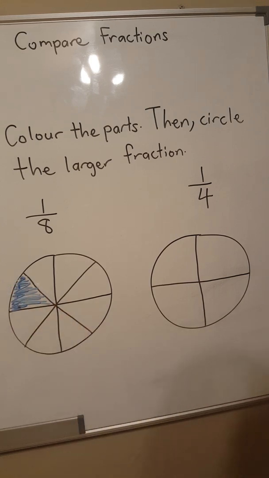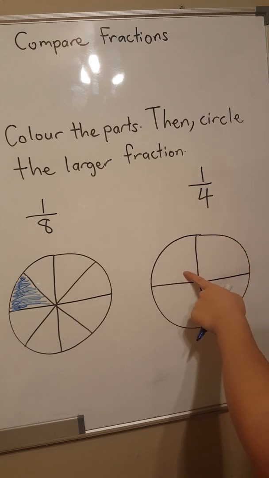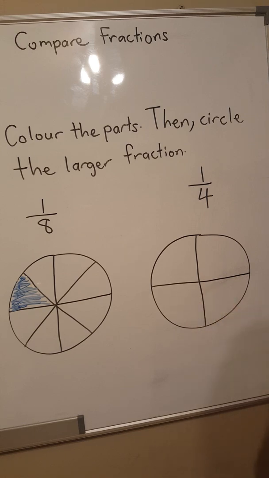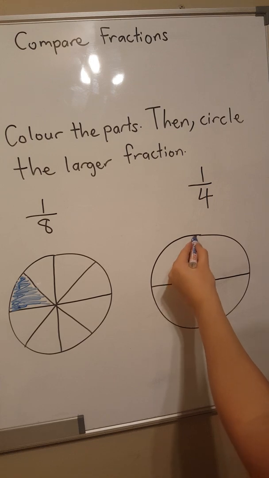Okay, so now for 1 over 4, we have 4 equal parts. 1, 2, 3, 4. And we are also only going to color 1 part.